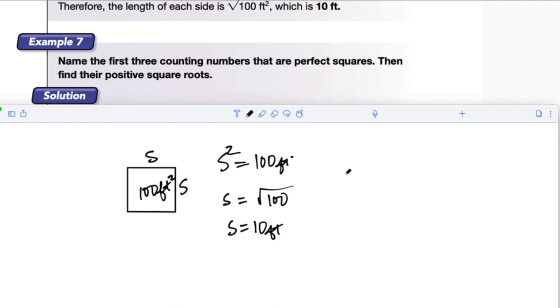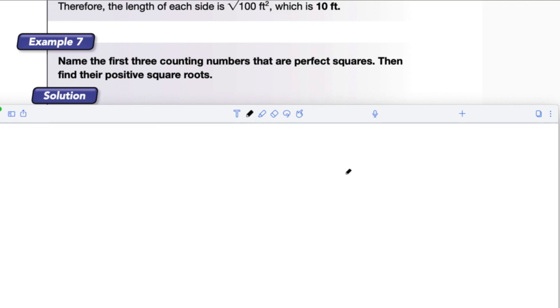So when we think about all these numbers that we can find the square root of, we are considering them perfect squares. So the first thing we're asked to do in example 7 is to name the first 3 counting numbers that are perfect squares. So we're thinking about counting numbers. 1 times 1 is 1, that is a perfect square. 2 times 2 is 4, that also is a perfect square. 3 times 3, 9, that's a perfect square. I honestly want you to know the first 20 perfect squares.